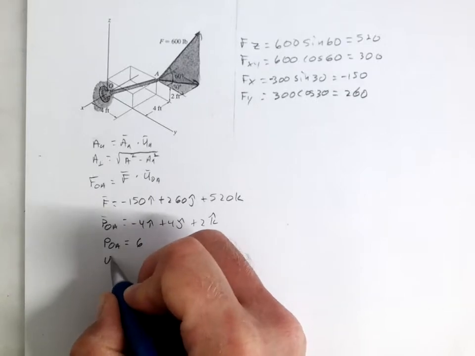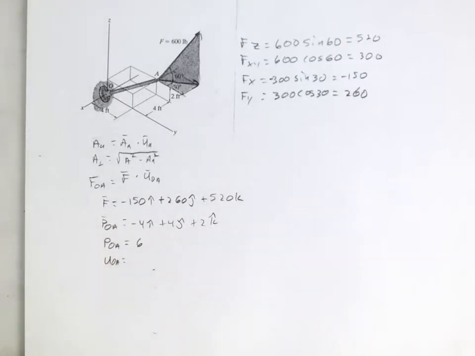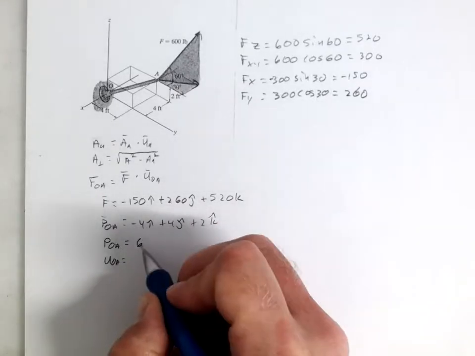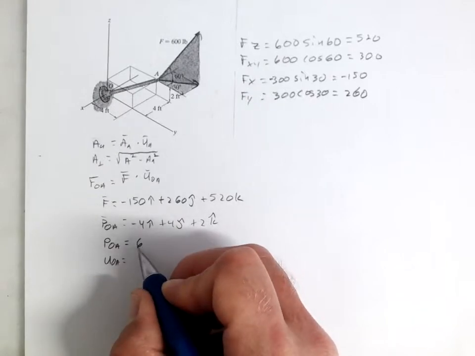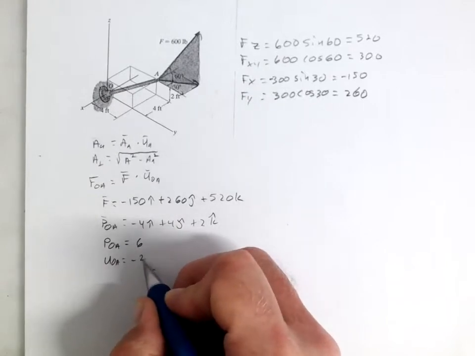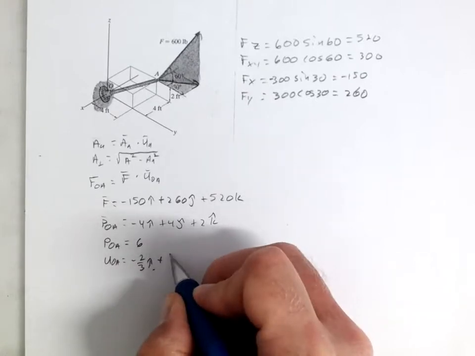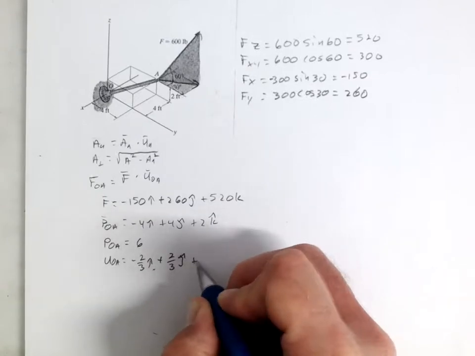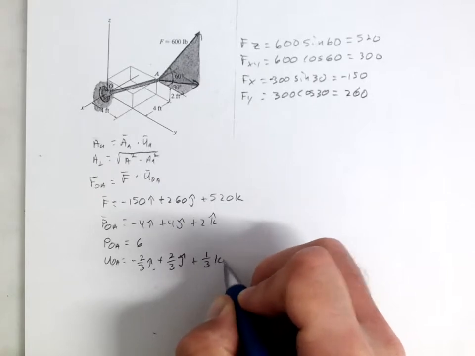And the unit vector then is equal to the position vector divided by the magnitude. So negative 4/6 in the i, so negative 2/3 in the i, plus 4/6 in the j, so 2/3 in the j, plus 2/6 or 1/3 in the k.